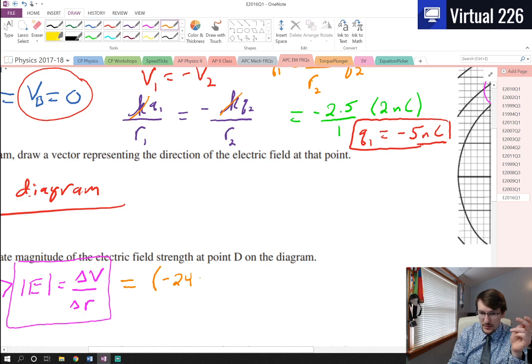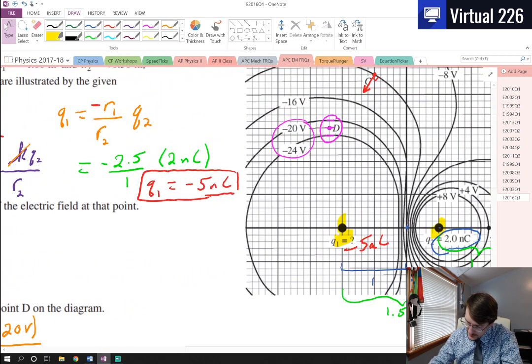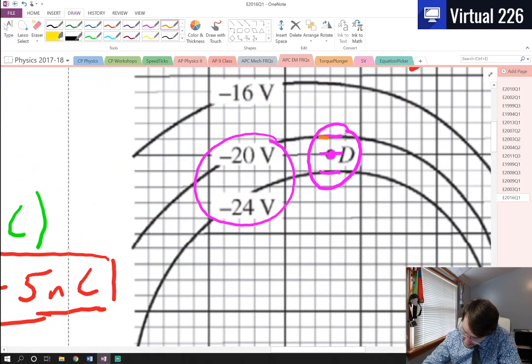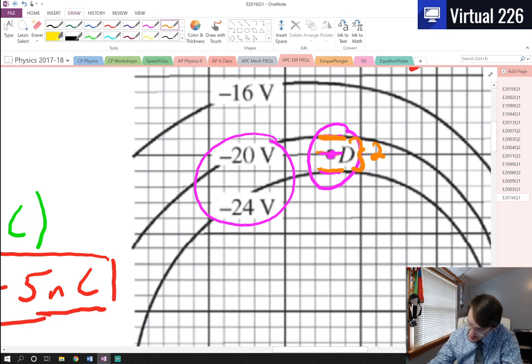-24 minus -20 volts over, and then what's the separation distance there? That's 1, 2, right? That whole distance is 2.